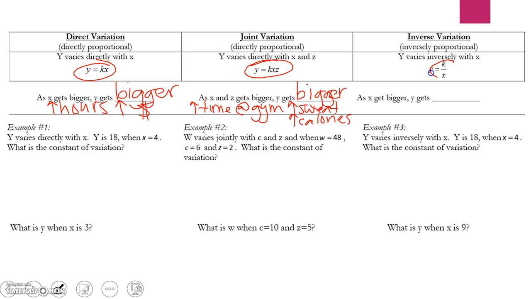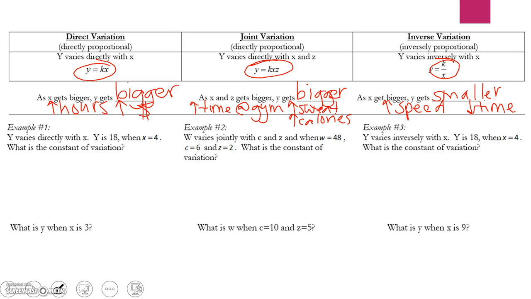The last is inverse variation. This is the first time where division is introduced. Y varies inversely with x. As x gets bigger, this is the first time where y gets smaller. A real-world example of this is the higher speed you travel, the less time it's going to take to get somewhere.